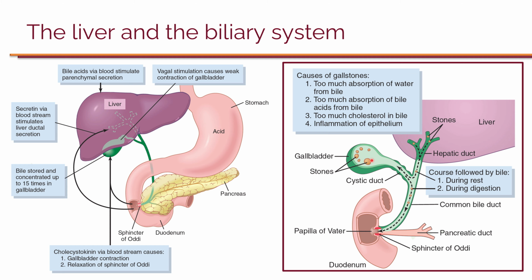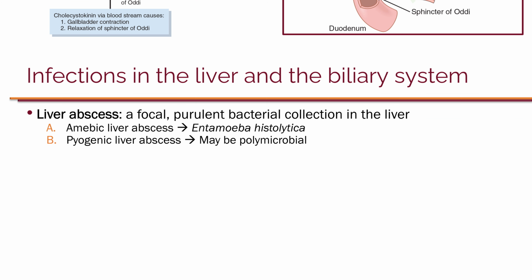Now, causes of gallstones include, for example, too much absorption of water. So hydration is a good strategy for reducing the risk of gallstone formation. Other causes include too much absorption of bile acids from bile, or too much cholesterol in the bile, or inflammation of the epithelium. So this is an overview of the biliary system. So keep in mind that the biliary system includes the liver, the gallbladder, the common biliary duct, and the pancreas.